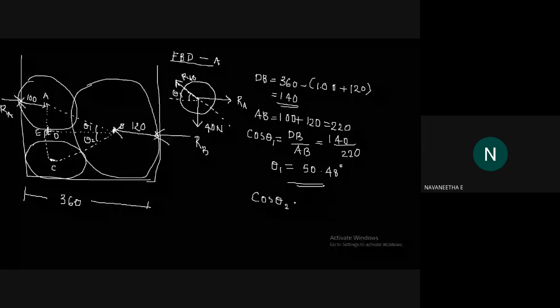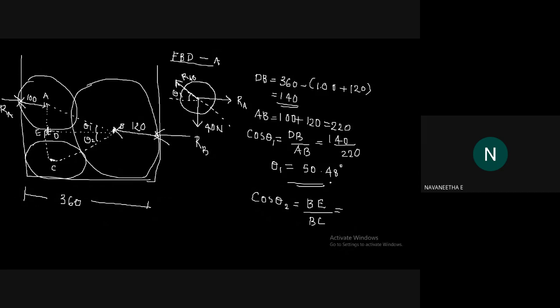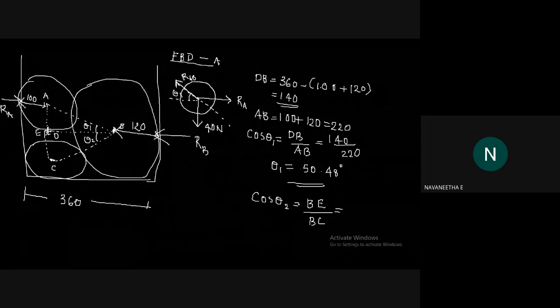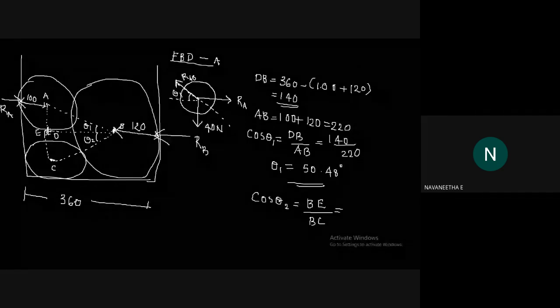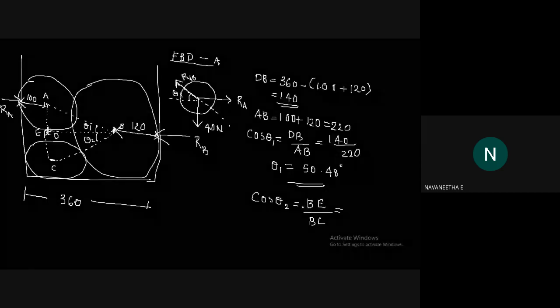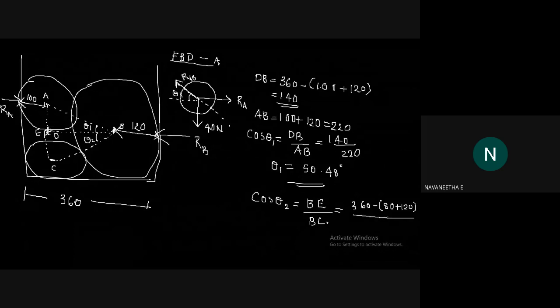Cos theta 2 is equal to BE divided by what? BC. Okay. What is BE and BC? Similarly, as you found DB and AB, in the same way you can find out BE and BC. So what is BE here? BE equal to 360 minus (radius of C plus radius of B). That is 360 minus (80 plus 120). Radius of C plus radius of B is BC.